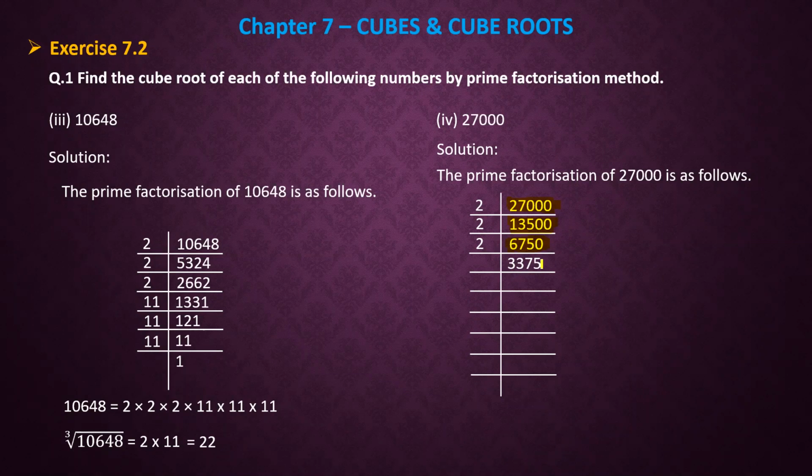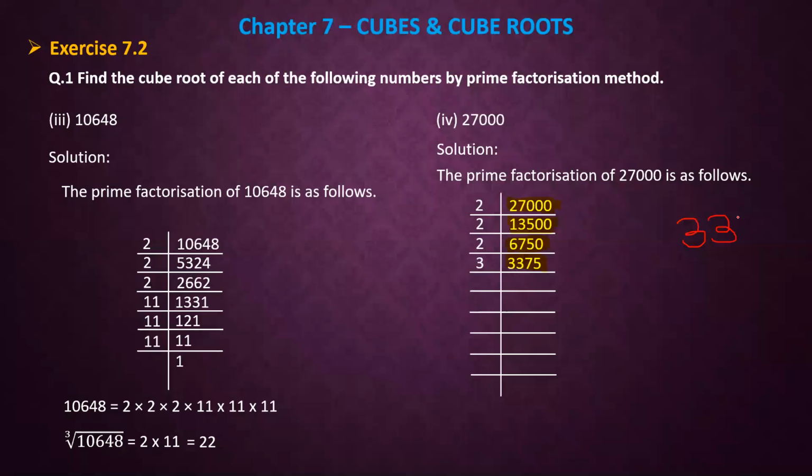3,375. And as we know, if a number ends with 5, then definitely it is going to be an odd number. And if it is ending with 5, then it is divisible by 5. But first of all, we have to check the divisibility of 3 also. That means whether it is divisible by 3 or not.